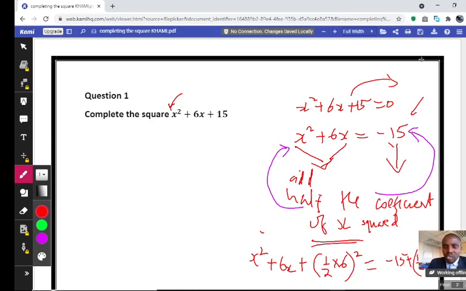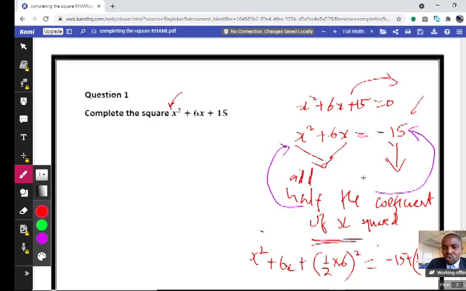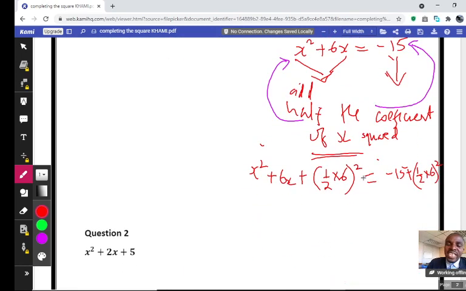Something like this. So as you can see, based on what is on the screen, half the coefficient of x is supposed to be added on both the left and the right side. If you simplify it, it will be x squared plus 6x plus 3 squared equals minus 15 plus 3 squared. So in this case, half the coefficient of x is actually 3. So we add 3 squared both sides.